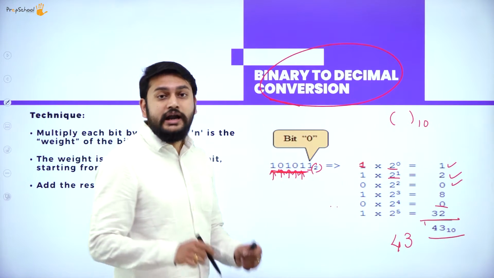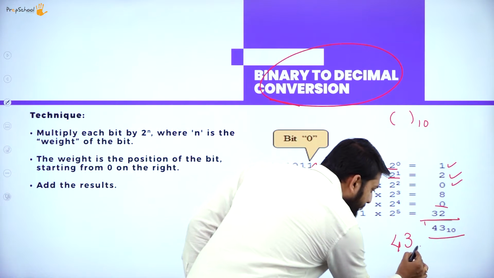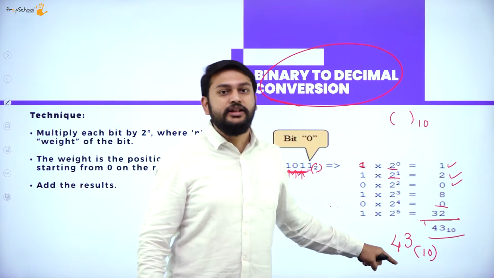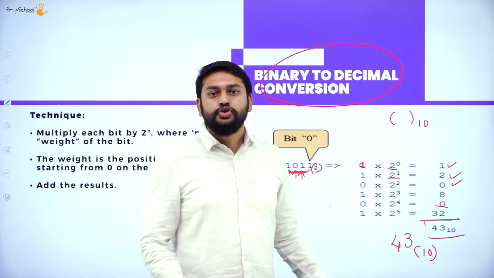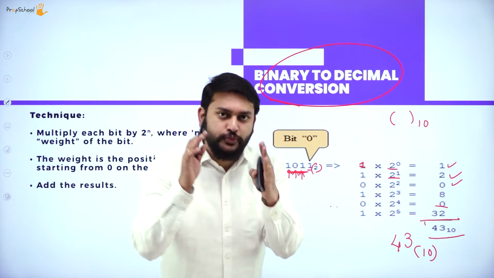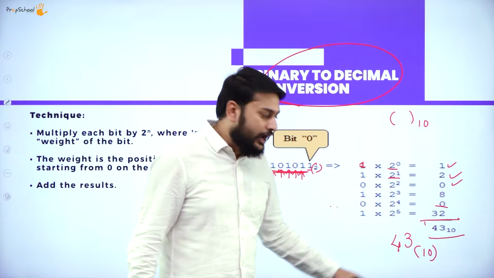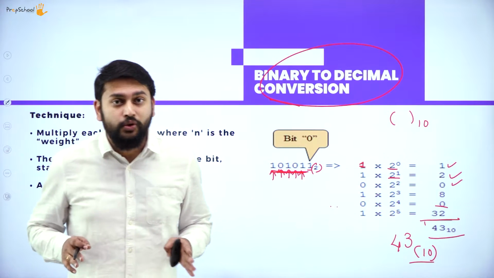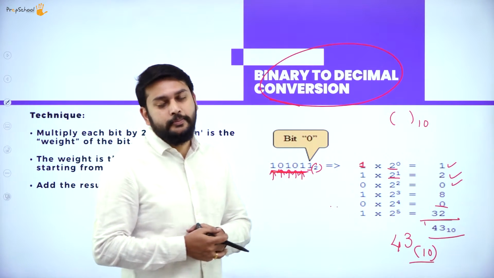But I should never forget to write the base as 10, because this is in the form of decimal. What is the base of decimal? It should be 10. So this is the correct answer. Only if you write this base will the answer be complete. Otherwise, you will get only half a mark for this question. Please never forget to write the base.